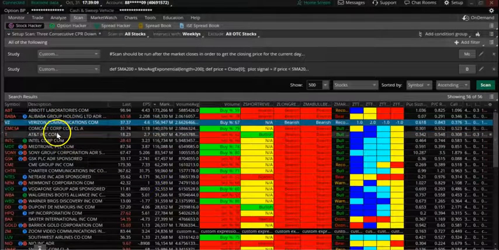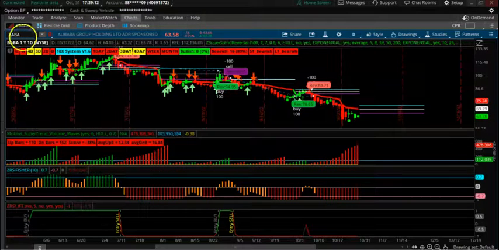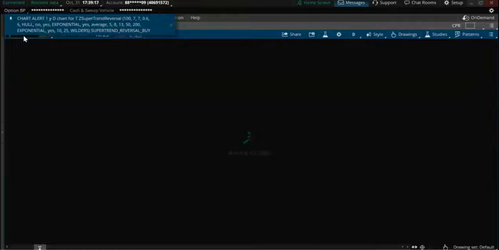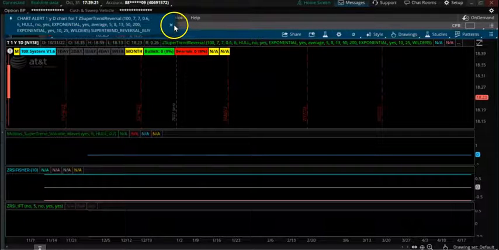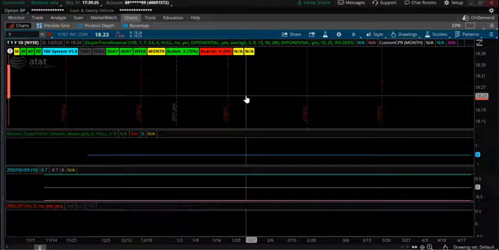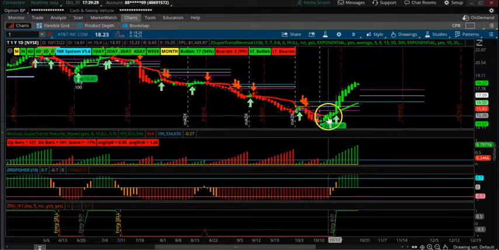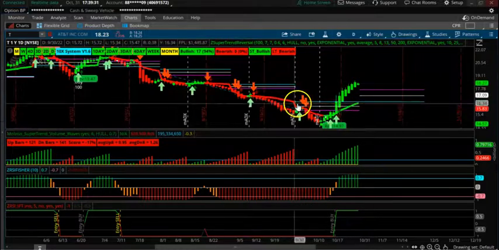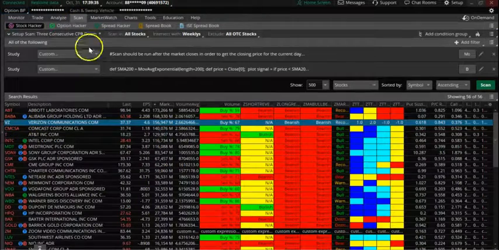So all these are basically communication. T-Mobile. Let's look at T-Mobile. So it's bullish here, but 3 CPR down, but this is not a valid setup. Okay, so let's look at BZ.